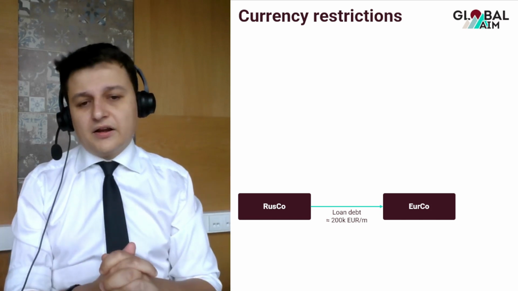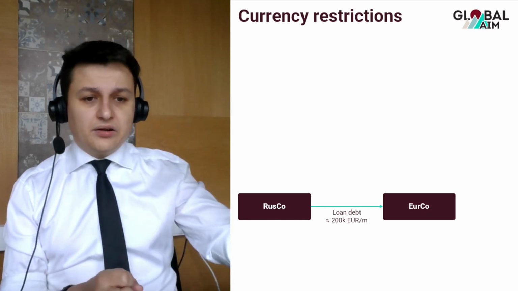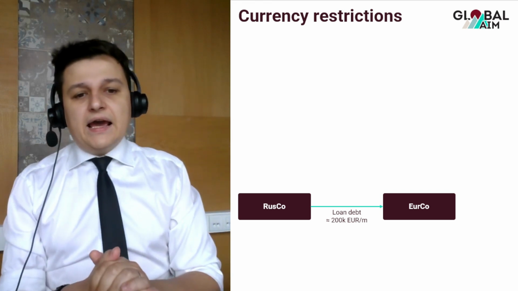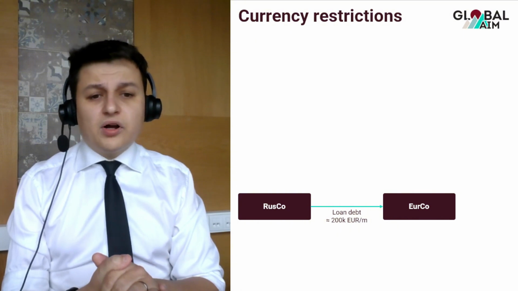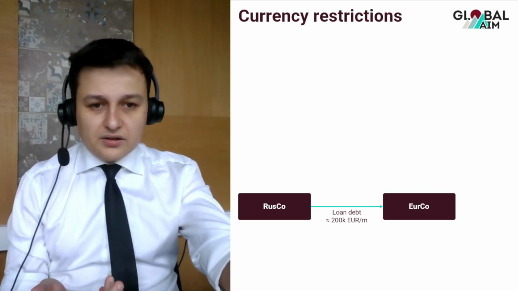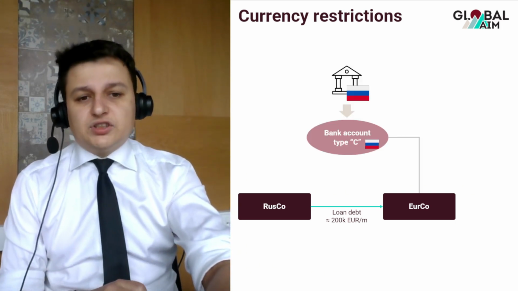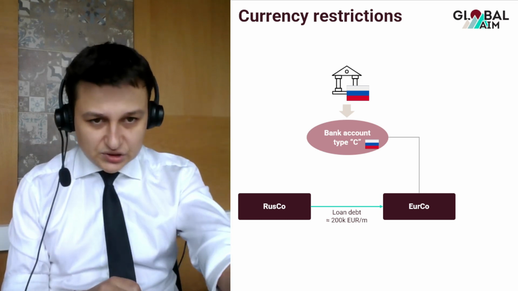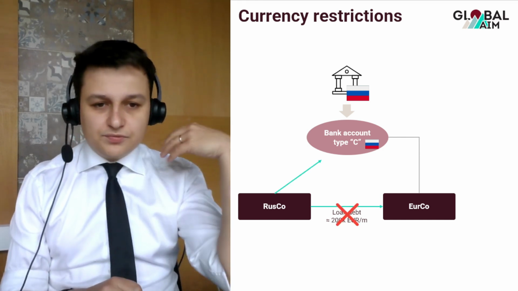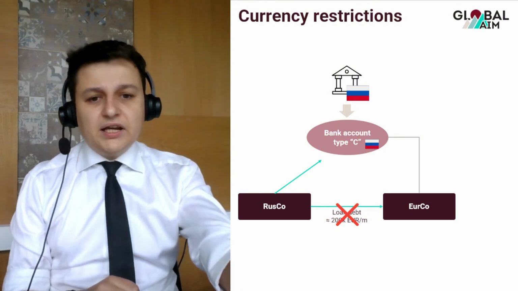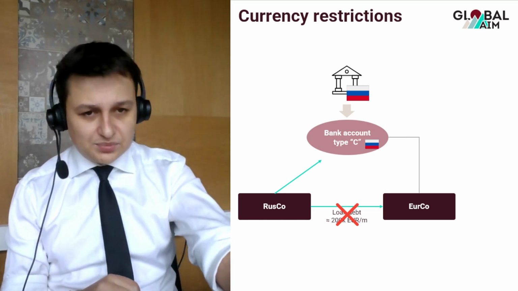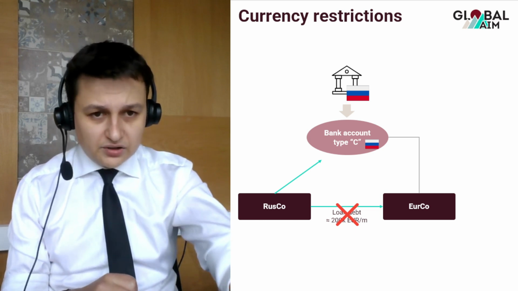Let's assume that we have a Russian company which owes a European company from a so-called unfriendly state a debt of around 200k euros per month. Instead of actually repaying this debt, the Russian company goes to a Russian bank which opens a special Type C bank account in the name of the European company. And instead of paying the debt directly to the European company, the Russian company is actually obliged to pay this debt to the special Type C bank account opened by the Russian bank.